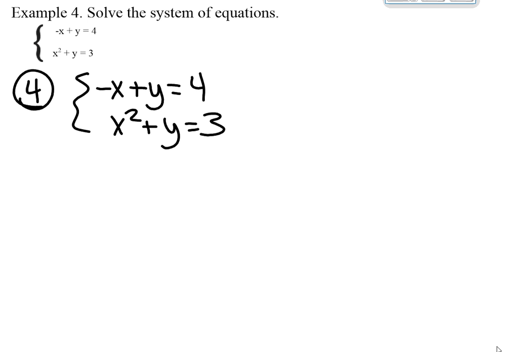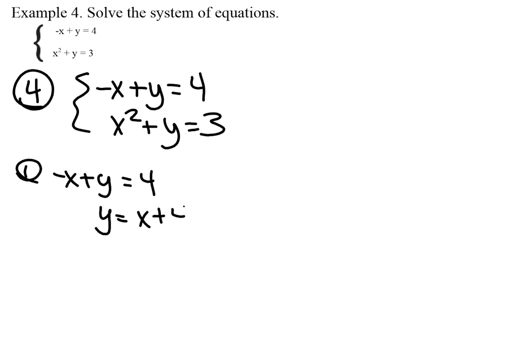The first thing that we're going to do is take the linear equation and solve it for y, so that when we put that expression in the bottom one, we'll have all x's and it'll be an x squared. So our first step is to take negative x plus y equals 4, so y equals x plus 4.